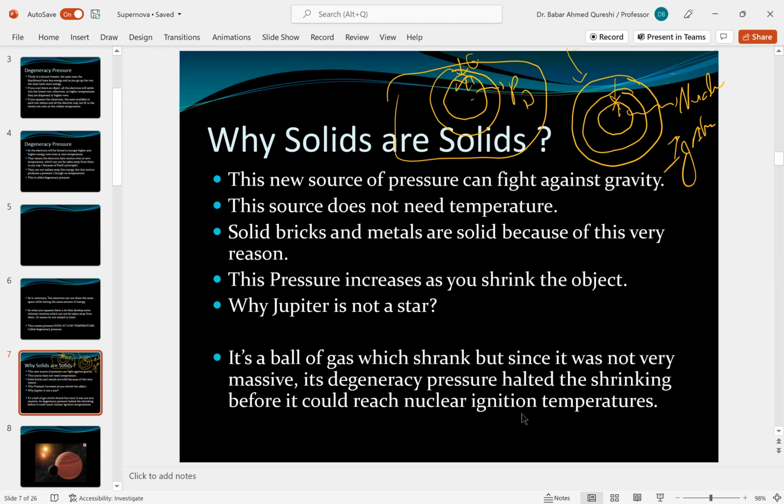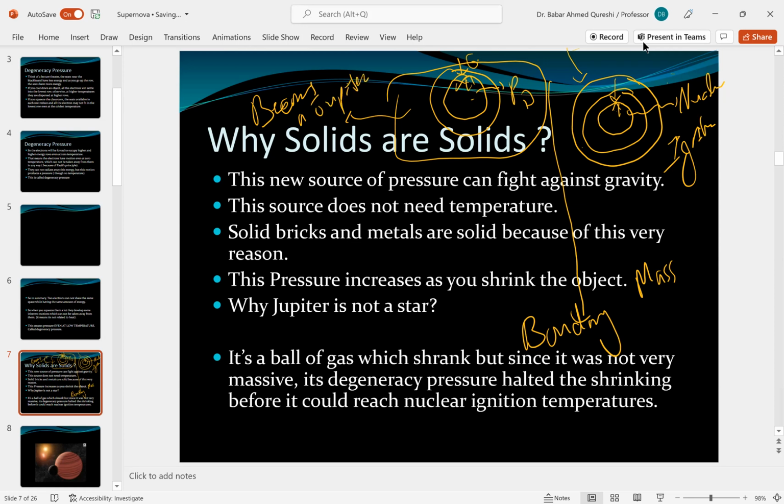So that tells us that there would be a boundary in terms of mass. If you have a very massive cloud, then its fate is to shrink and start nuclear ignition and become a star. While if it's not a very massive cloud, it will fail and become a Jupiter. What's a Jupiter? A planet. Become a planet or any other solid body. And that limit you can calculate is about 0.08 solar masses.